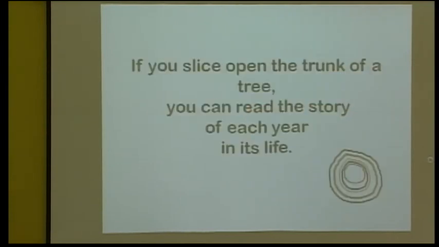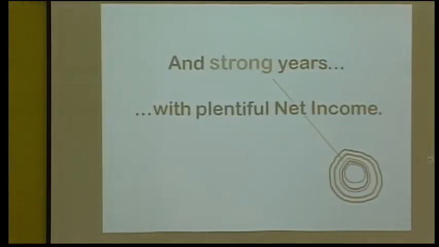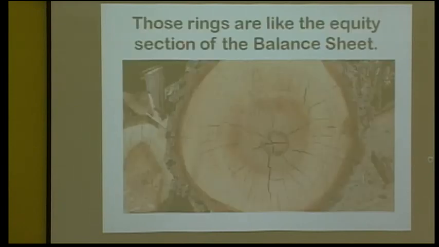Okay. If you slice open the trunk of the tree, you can read the story of each year in its life. For example, you will find lean years, this red color, with little or no net income, and strong years with plentiful net income here. Okay, understand? Those rings are like the equity section of the balance sheet. It means accumulated retained earnings is your equity. And the equity is the difference between your assets and your liabilities.